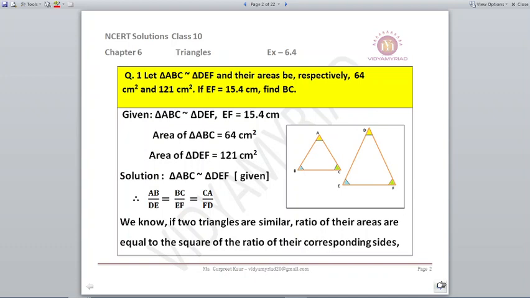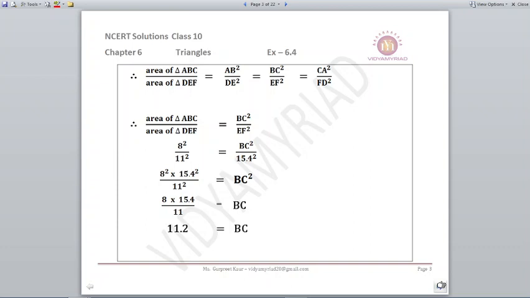And when triangles are similar, their areas are also in the same ratio. So what does it mean? Area of triangle ABC upon area of triangle DEF will be equal to the square of the corresponding sides. As per the question, we are given EF, we are given the areas. So what we are going to do is, we will just pick those sides and substitute the values. So area of triangle ABC upon area of triangle DEF will be equal to BC square upon EF square. So we have the values with us. After cross multiplication, we can find out what is BC. BC comes out to be 11.2.